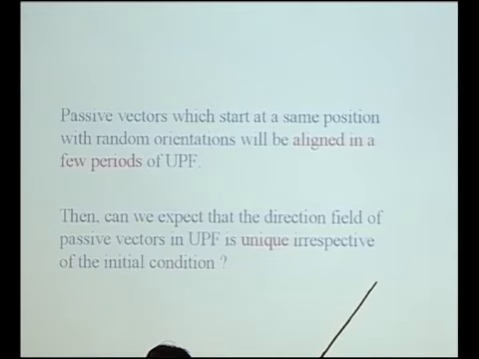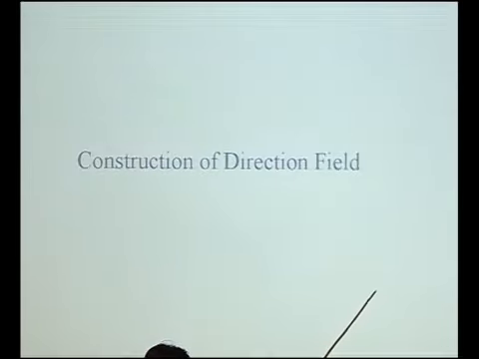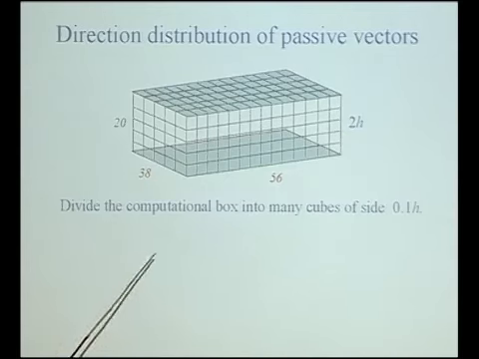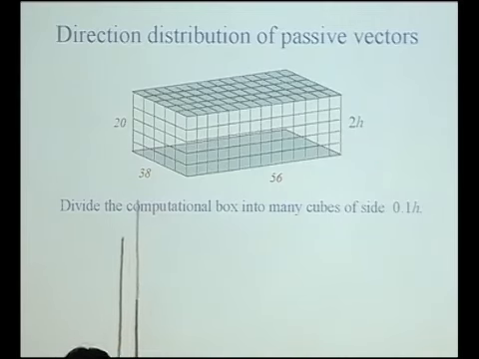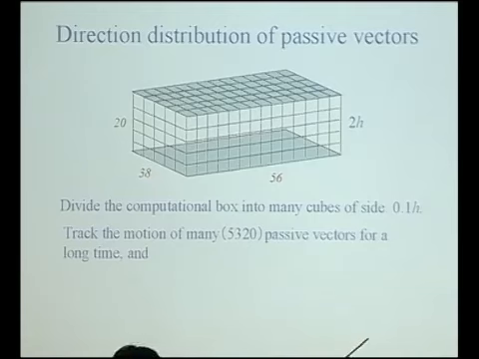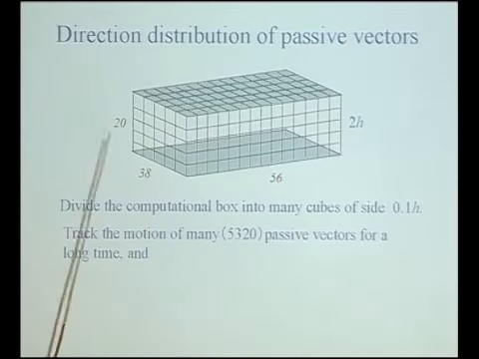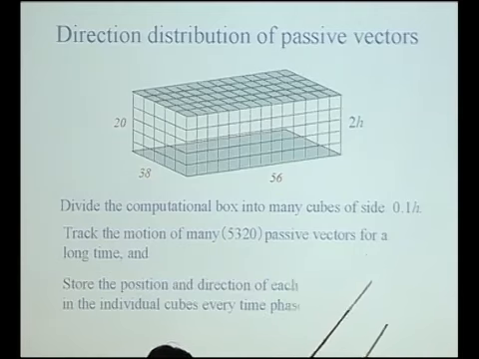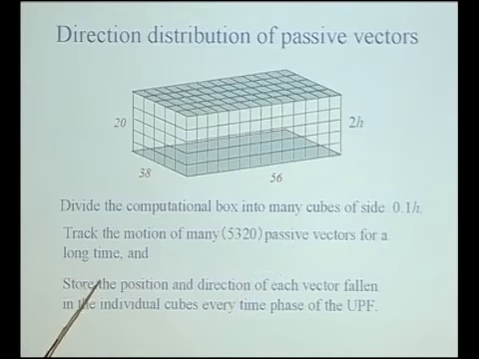So we have this question: can we expect that the direction field of passive vectors in the UPF is uniquely defined irrespective of the initial condition? So we construct the direction field numerically. We again divide the computation box into many cubes, distribute a single passive vector in each small box, and track numerically the motion of the passive vectors for a long time.